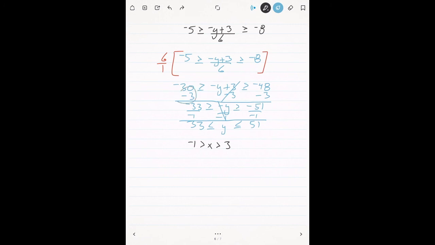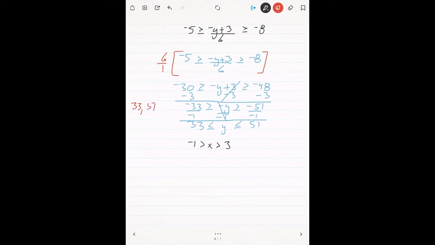I added 3 this time, again, to all 3 sides, so I ended up with negative y, and that was less than or equal to negative 33, but still greater than or equal to negative 51. Again, this was only what negative y was related to, so to solve for positive y, I divided both sides by negative 1, and I flipped the signs. That's important. We have to flip the signs here. So it's everything between 33 and 51. If I was to write this in interval notation, everything between 33, comma, 51.